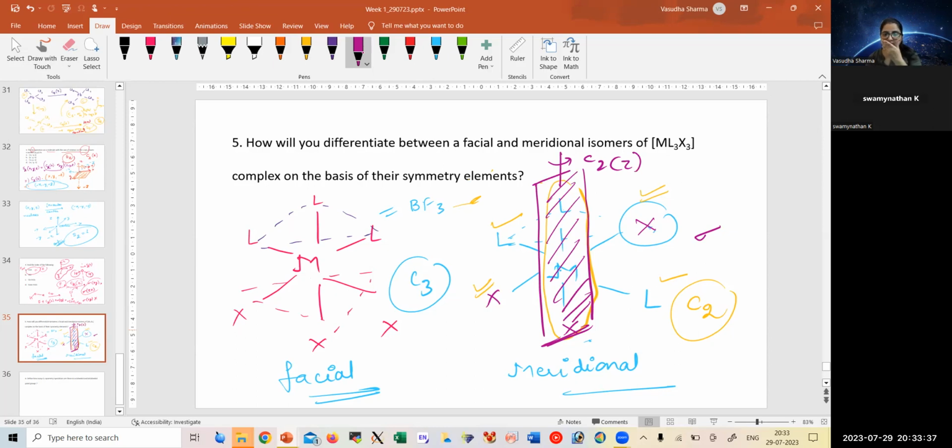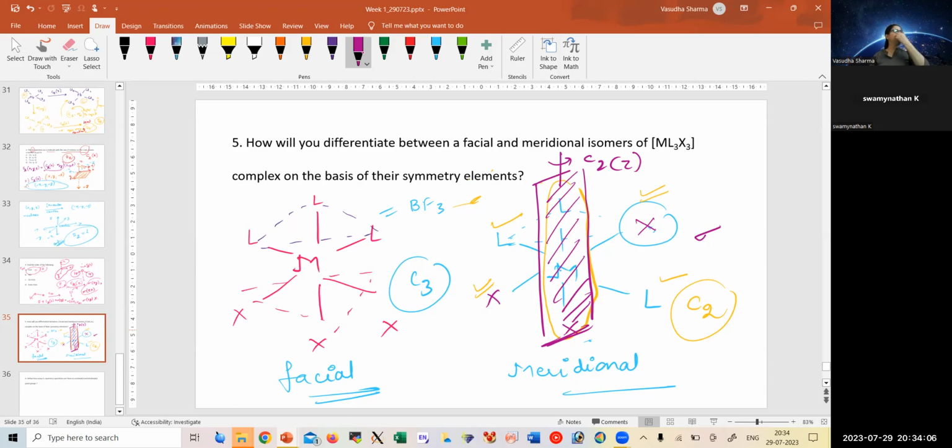How many C2s? I think around these two L's, the diagonal ones. If you will consider this picture, that is not just containing your L, M, and X, that would also contain your X also. Like half of the molecule would be there. Only two atoms would be there, which would be reflecting each other.